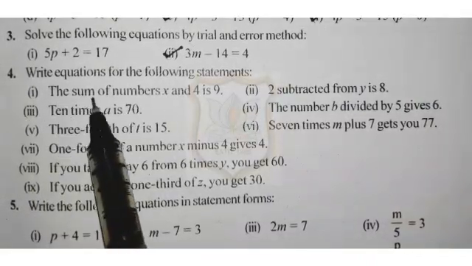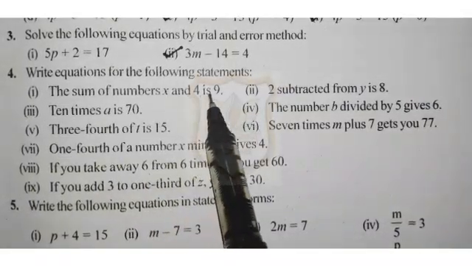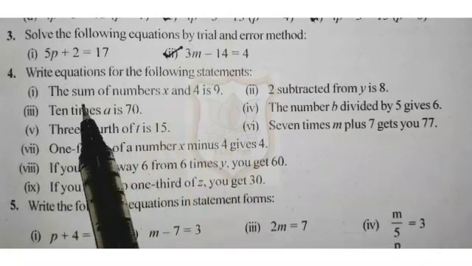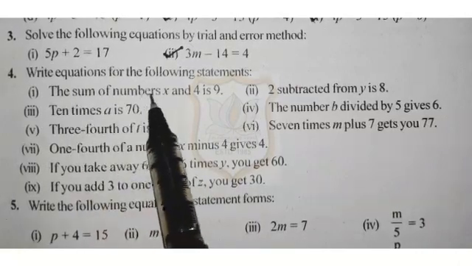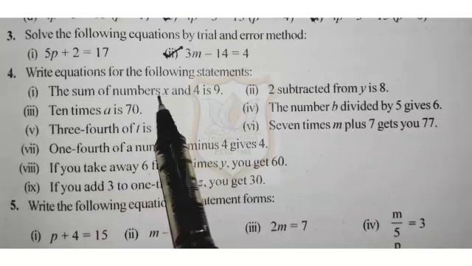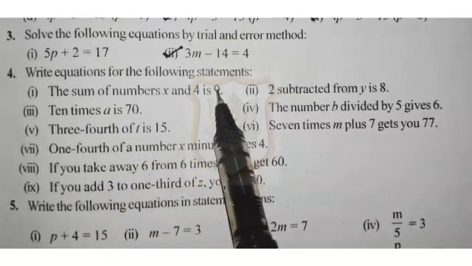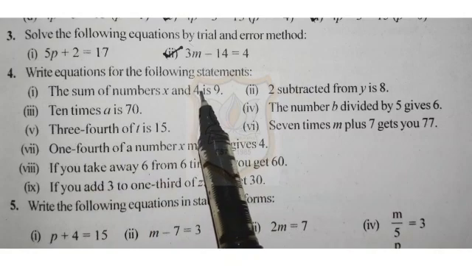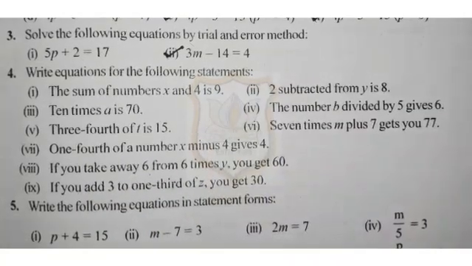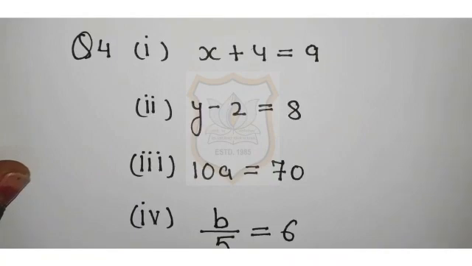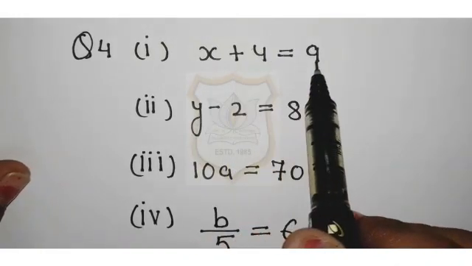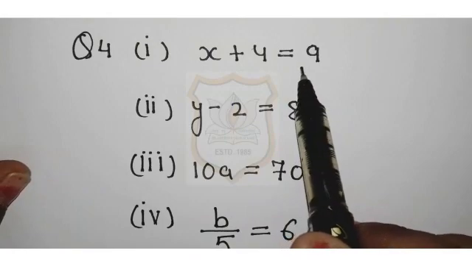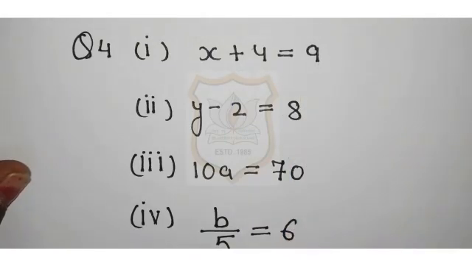First part is: the sum of numbers x and 4 is 9. As I told you earlier in my introductory video, sum means plus. So for the sum of number x and 4, you add x and 4 and we will get 9. Let's solve the first part of question number 4. Sum means plus, so x plus 4 is equal to 9. In this way you have to write the equation of the statement.